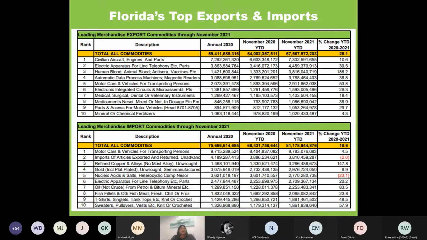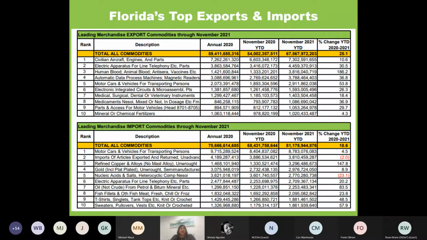This is just a snapshot of some of Florida's top exports and imports, and this will allow companies who are wanting to export to Florida to identify some of the opportunities that exist. On the export and import sides, you'll see a combination of commodities that relate to aviation, life science, and ICT. On the imports, Florida is importing everything from mining, metals, oils, apparel, textiles, even motor vehicles.